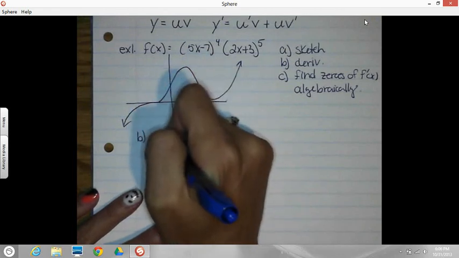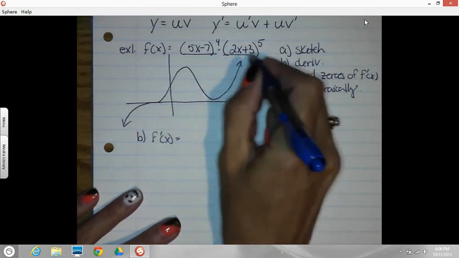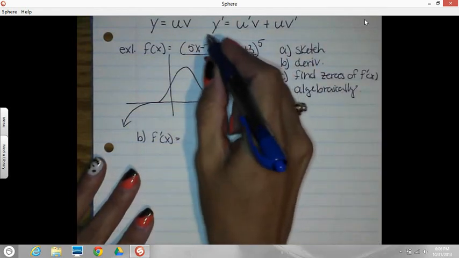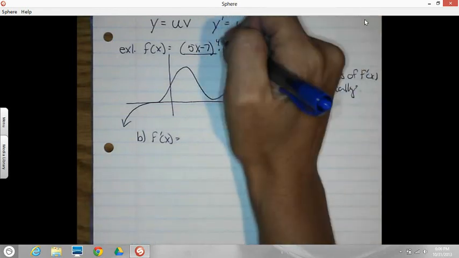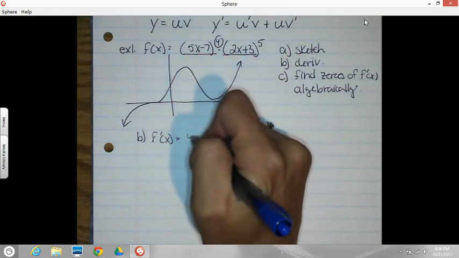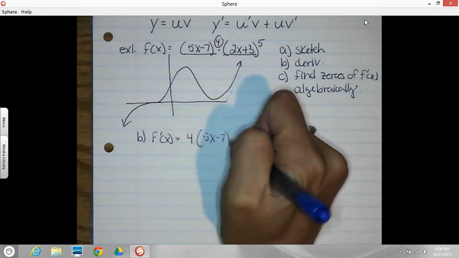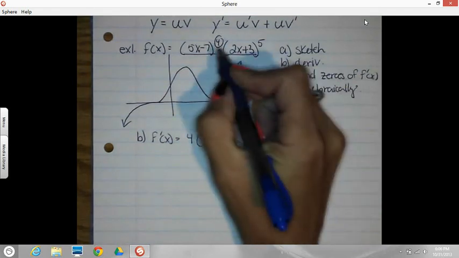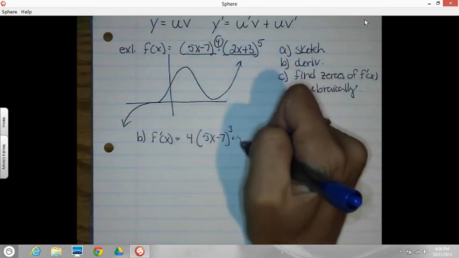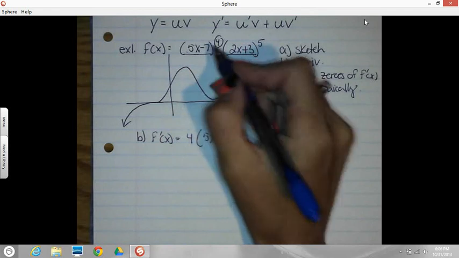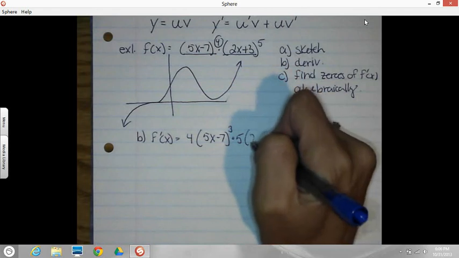F prime of x. So I've got an x term times another x term. That's the product rule. I need the derivative of the first term, so you pretend that's not even there. Start from the outside with the 4. 4 comes down. Inside never changes. Reduce the power by 1, and now times the derivative of the inside. Derivative of 5x is 5. Derivative of minus 7 is 0. I don't need it.